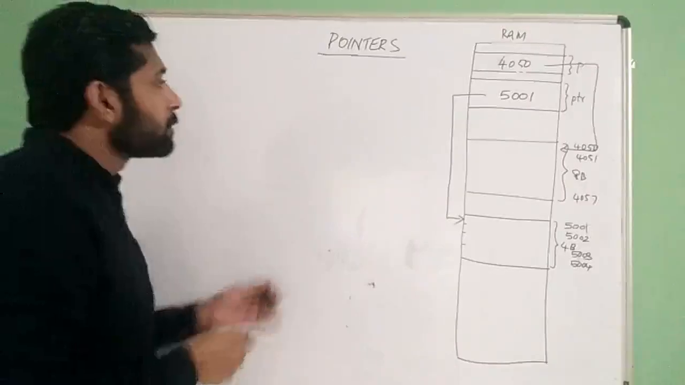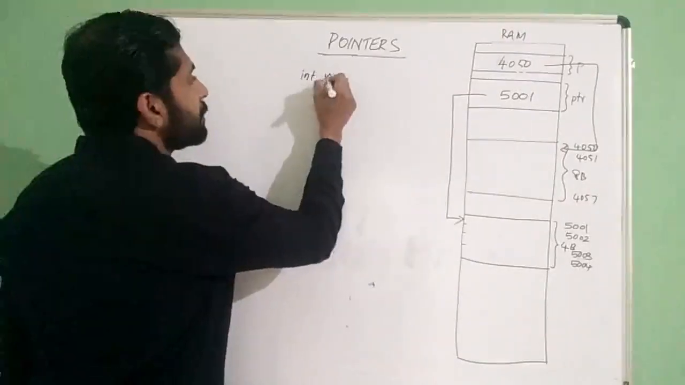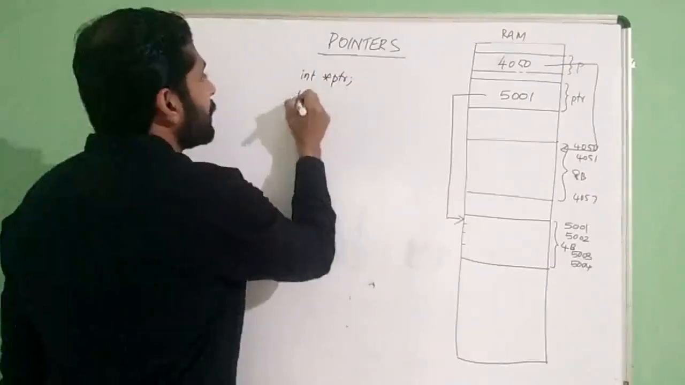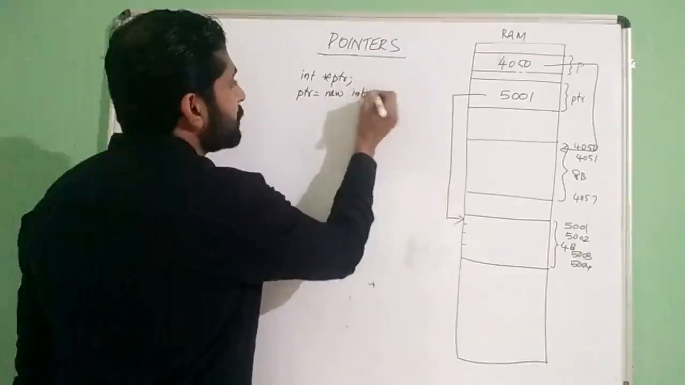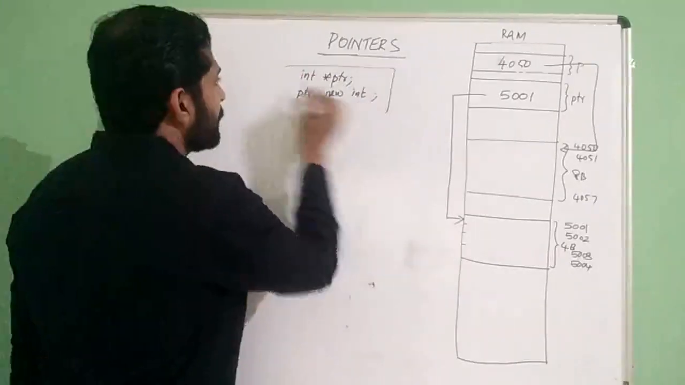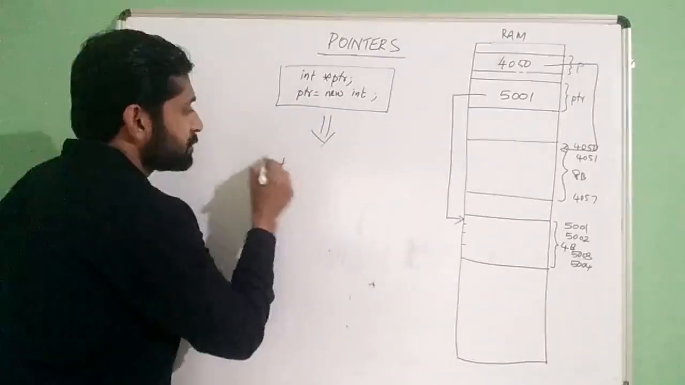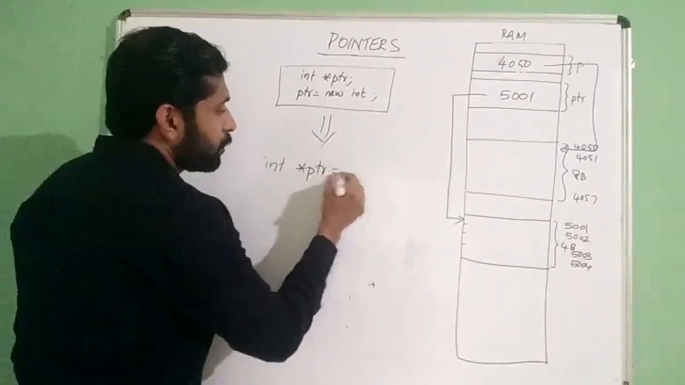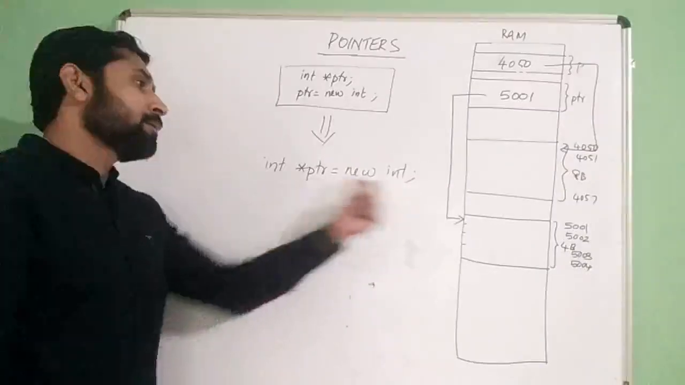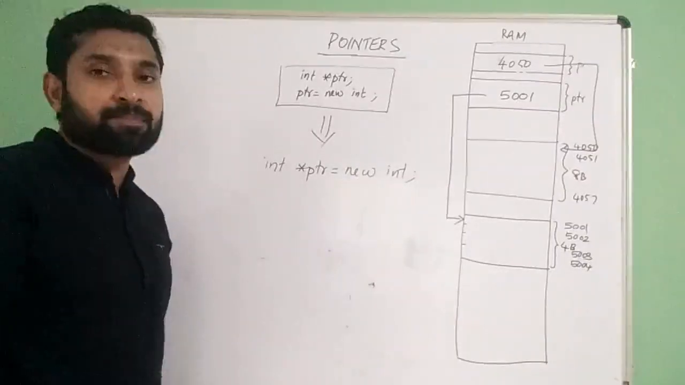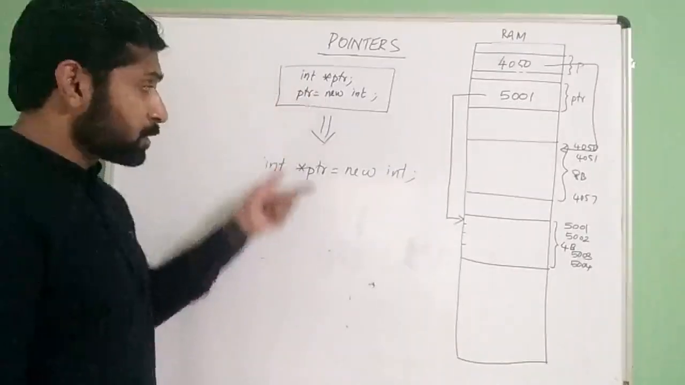Now suppose, see this statement, int star ptr, ptr equal to new int. These together can be written in a single statement like this: int star ptr equal to new int. We can write like this. This is also syntactically correct. The syntax is okay, no problem. These two statements together we can write like this.